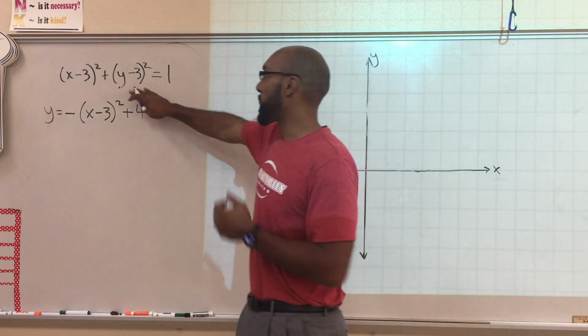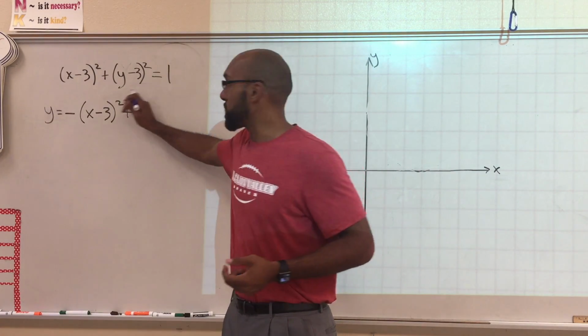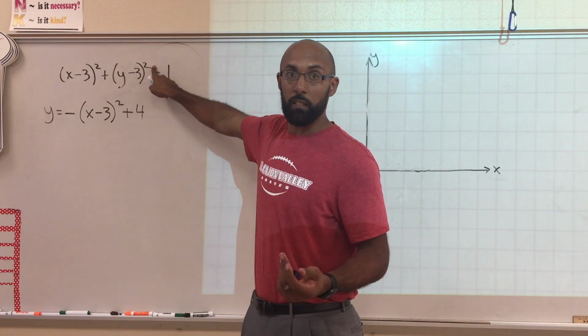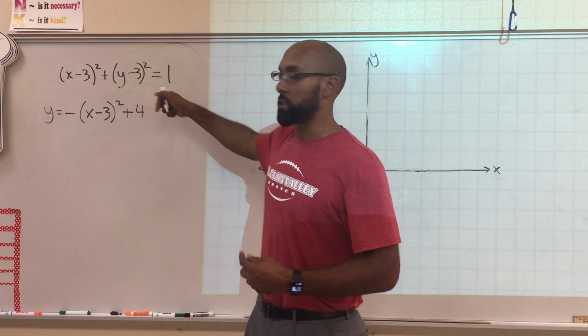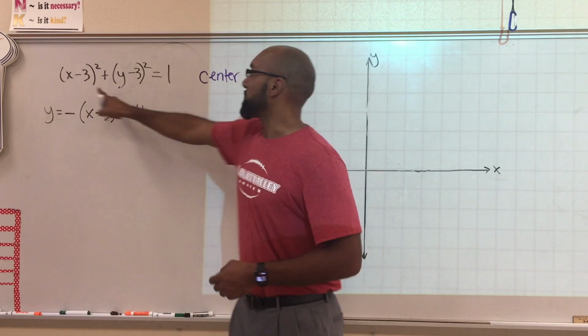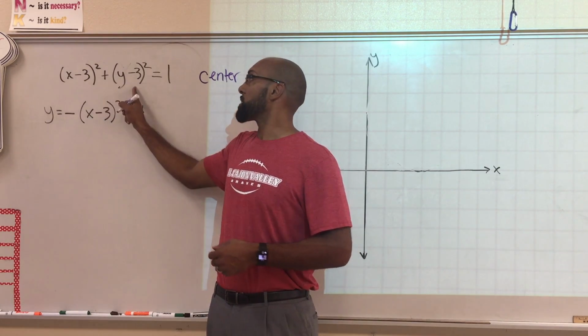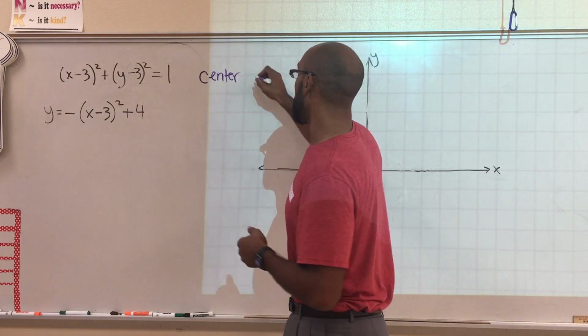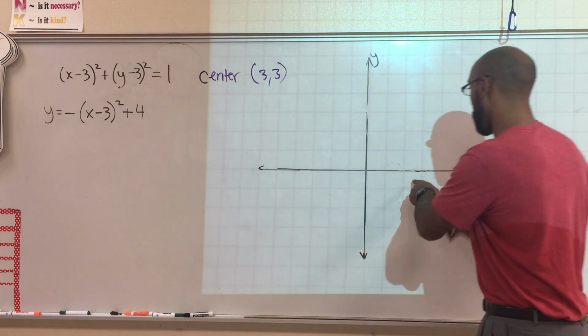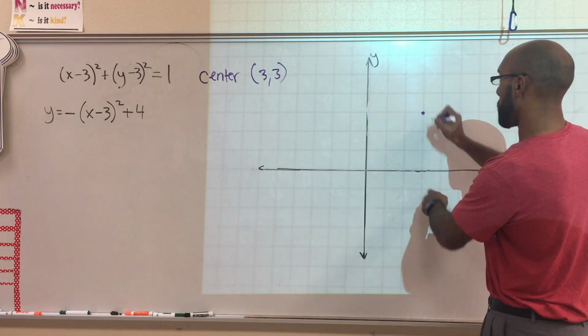Now first of all, you're going to recognize this first equation is a circle, because you see an x squared and a y squared, and they're on the same side of the equal sign as well, so that's another giveaway. You're going to see the center as, again, x is a liar, and y is a liar when it's inside parentheses like that. So it's going to be positive 3 and positive 3. So we're just going to put that on the graph, 3 and 3.